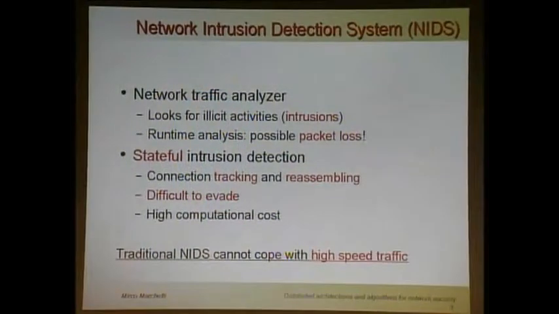So first of all, in order to analyze network traffic, we use network intrusion detection systems. A network intrusion detection system is an appliance that analyzes all the network packets that are flowing through a monitored link in order to detect illicit activities such as network attacks or network intrusions. Network intrusion detection systems work at runtime, meaning that they have to analyze all the network packets while they are flowing on the monitored link, so that each packet is gathered at wire speed.